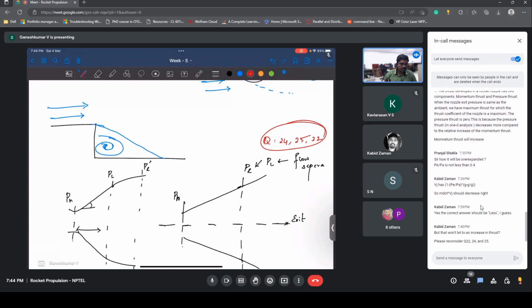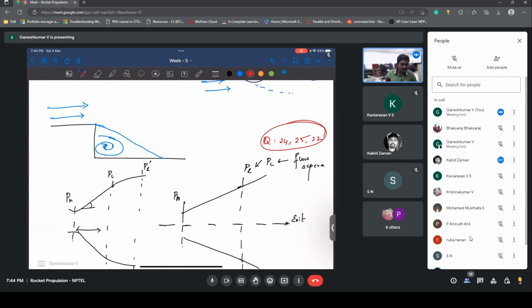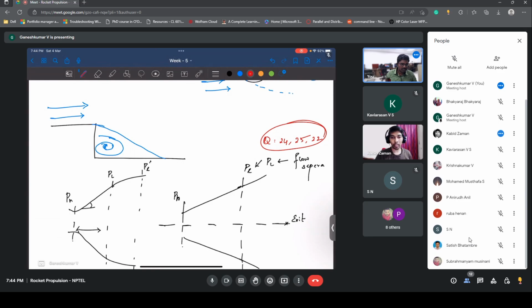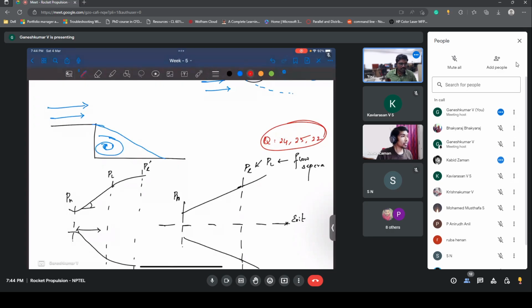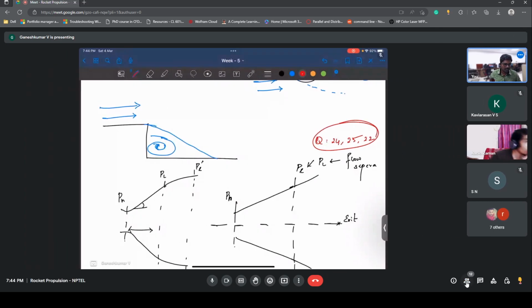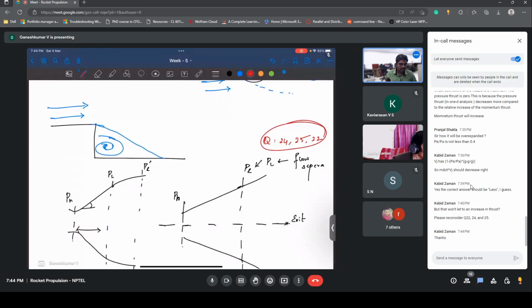So there is one more. So how will it be over-expanded? I don't know whether Angel is here. Okay, he's not here. All right. J is minus V by PA. Yeah, true. m-dot Vj should decrease.